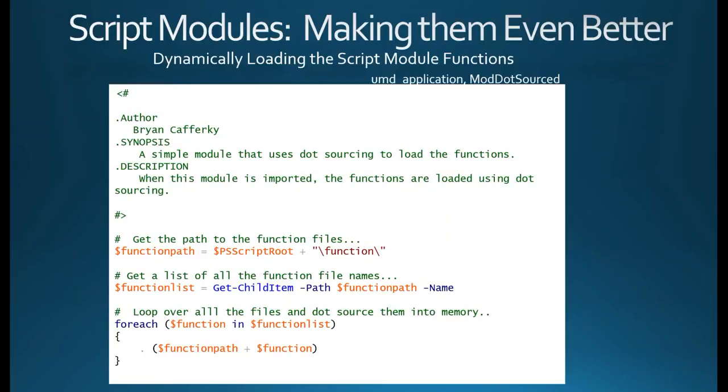So it'll iterate over this. A nice thing is if I add another function into that folder, it'll just pick it up and it becomes part of my module. I don't have to hard code everything into my script module. If you really look at it, this is a generic script module. I could copy this and call it any module name I want, and it will look to a subfolder called function and load whatever's in that subfolder, and that'll be my module.